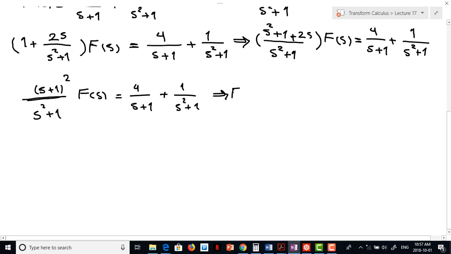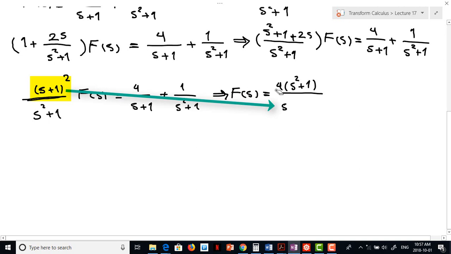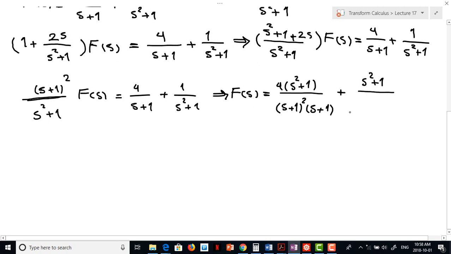As a result, F(s) is equal to 4 times s squared plus 1 over s plus 1 squared times s plus 1, plus s squared plus 1 over s squared plus 1 times s plus 1 squared. So we could find F(s).